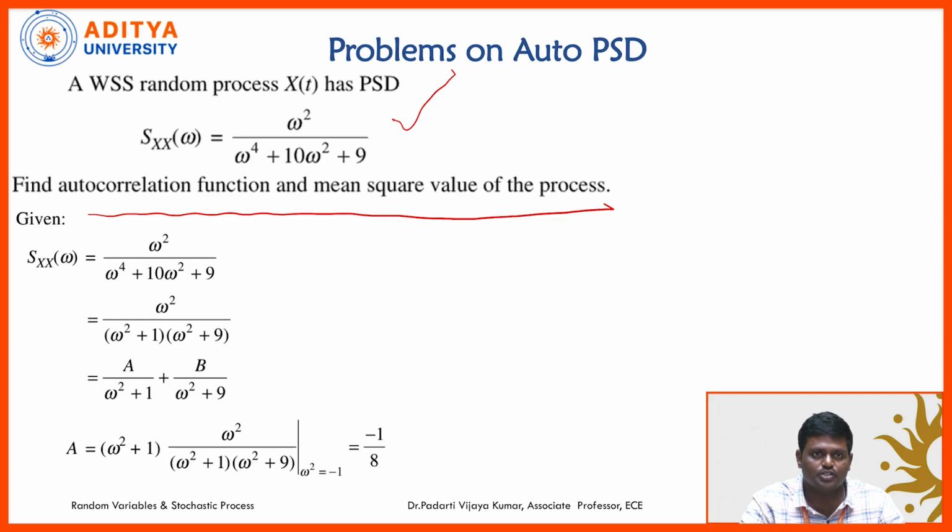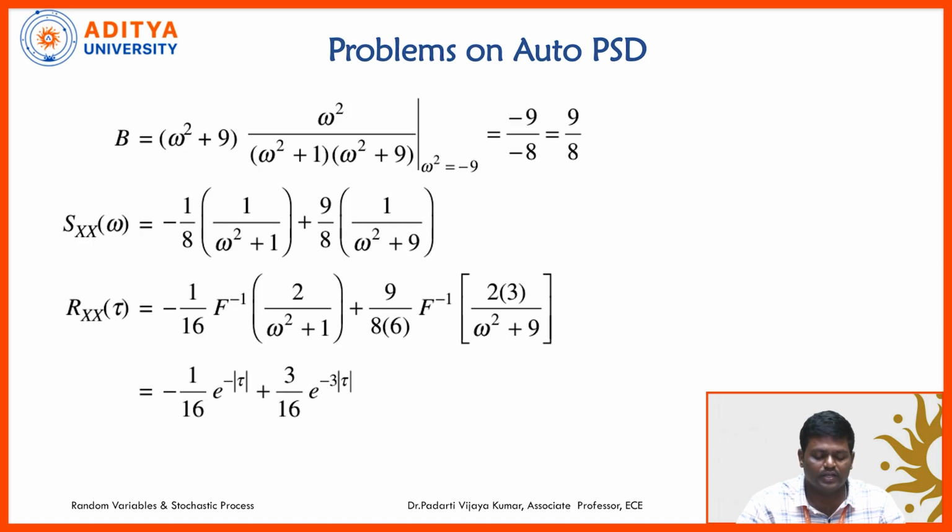We will split the power spectral density into elements so that we can apply the Fourier transform pair very easily. By applying the partial fraction expansion and splitting the terms, you will get 1 by omega square plus 1, plus 1 by omega square plus 9, multiplied with some scalar elements.